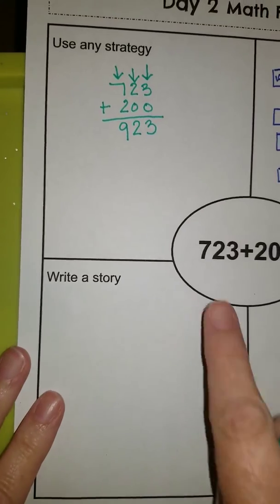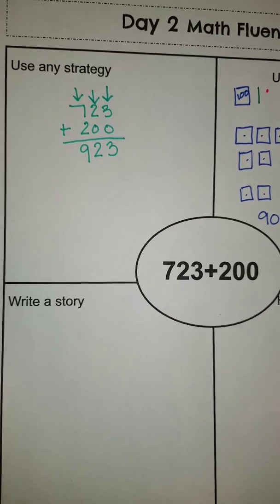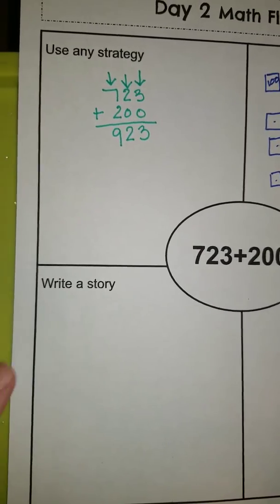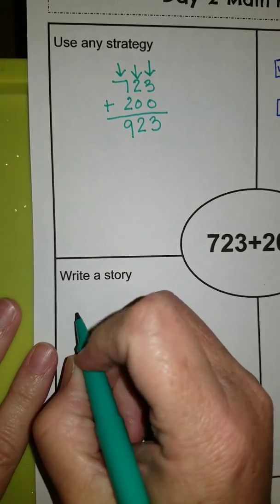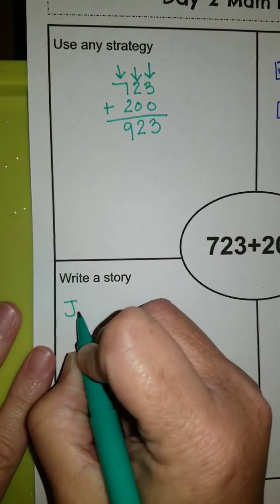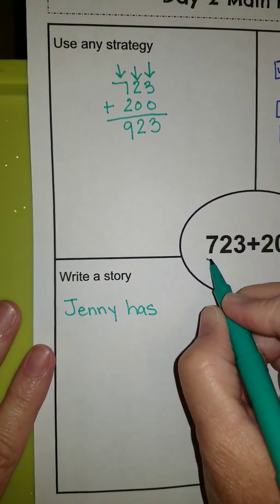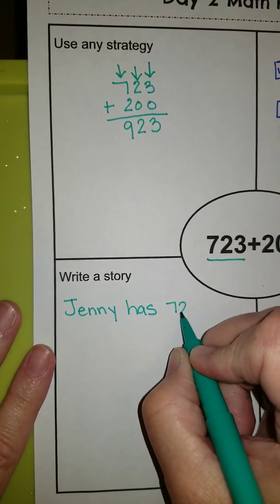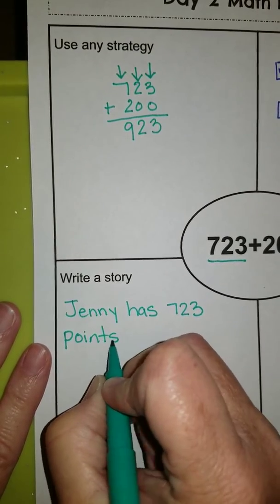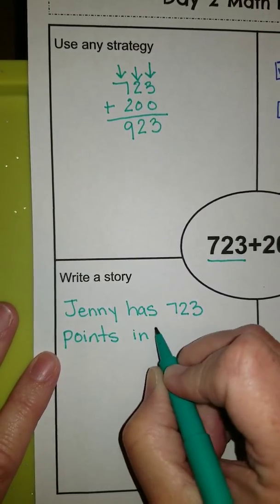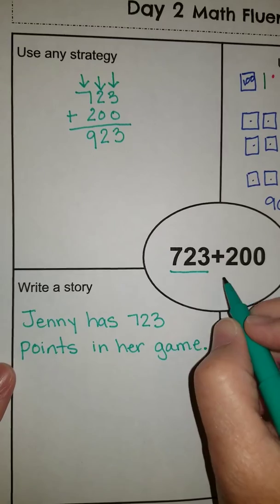Now over in the next corner, it asks you to write a story. So in this case, since we have some and then some more, this is a 2nd grade addition problem, just some more. So I'm going to go ahead and write a story, and I usually like to start with somebody. So I'm going to start with Jenny. Jenny has, I'm going to give her some, which is my sum, 723 points in her game. Now she's going to have to get some more.